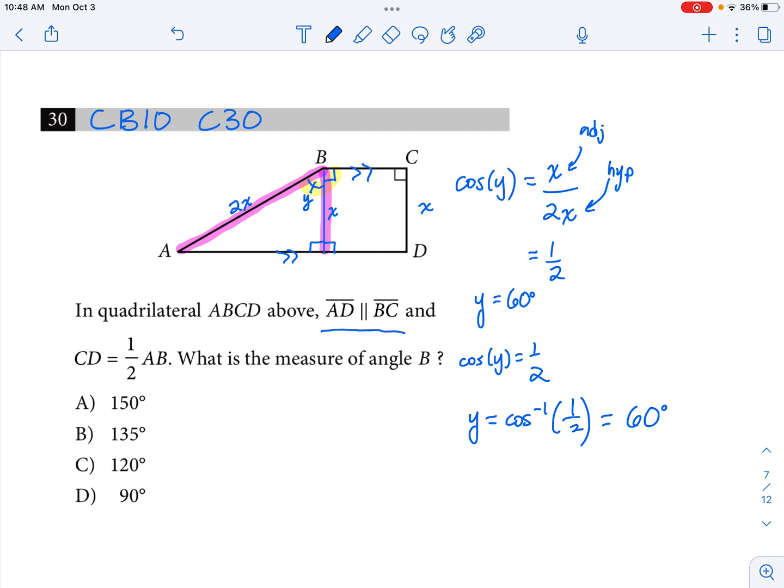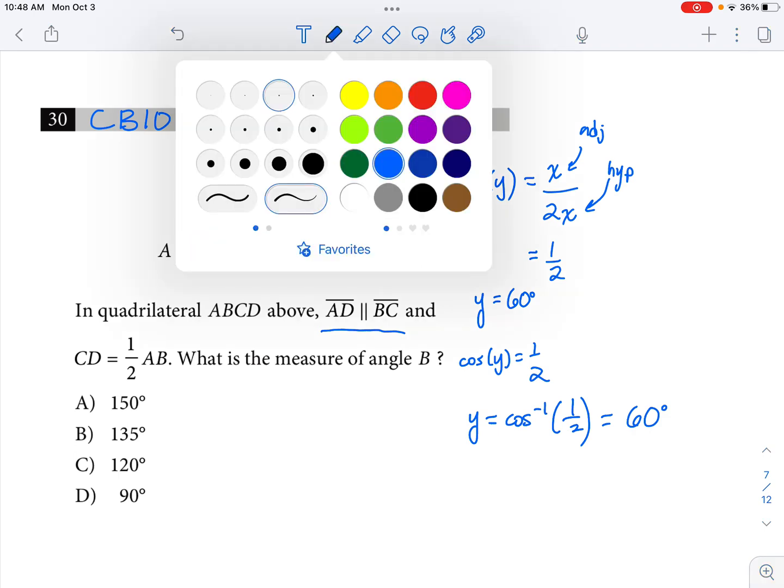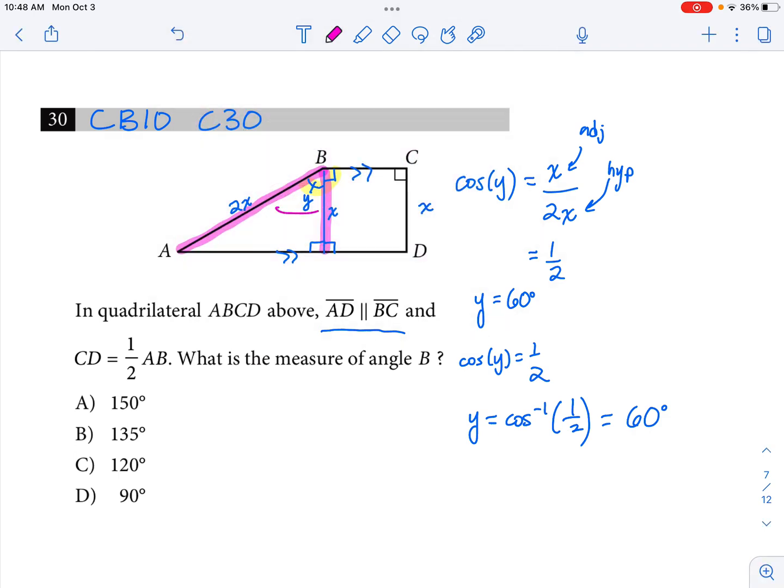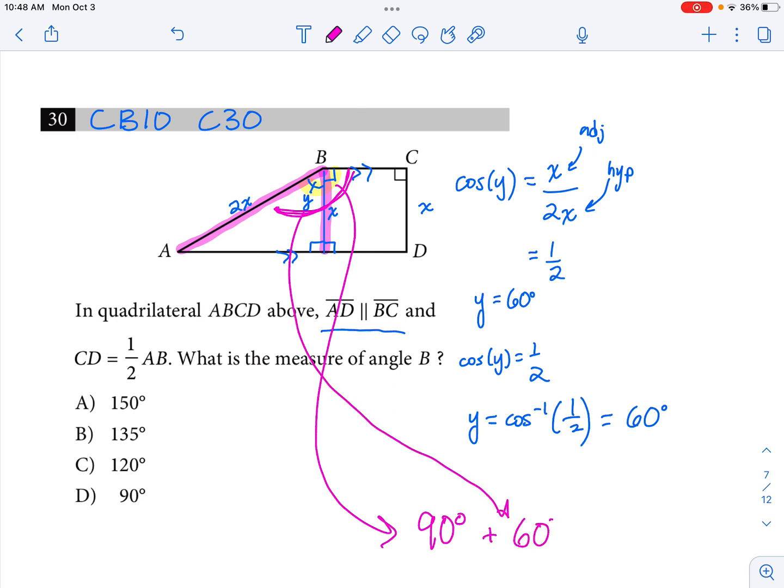Long story short, this entire angle is formed by taking your 90 degrees that we have right here, plus your angle y that we just found, which is 60 degrees, and 90 degrees plus 60 degrees is 150 degrees, which is answer choice A.